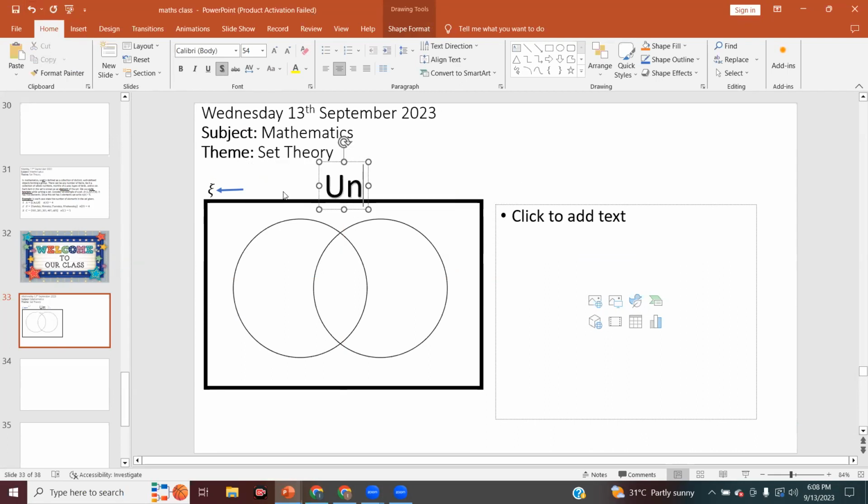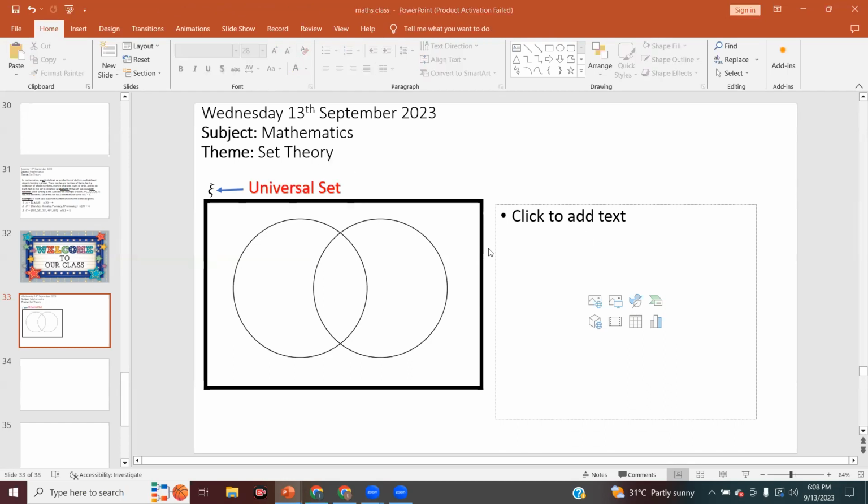The universal set is a set that contains all of the other sets. It's a set where A and B are going to reside. They are the subsets, or the sets that are within. The universal set contains all of the other sets. That's what I meant to say.